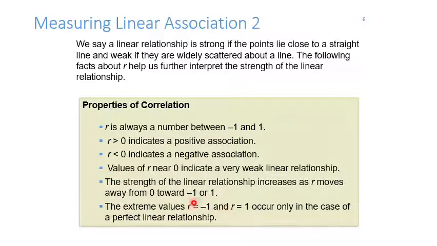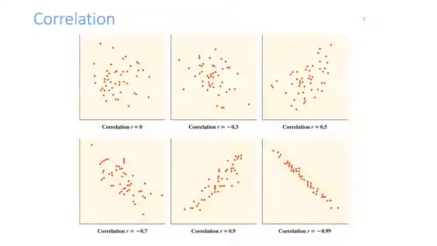What does this mean? It means that if your correlation is -1, it is showing the same strength as 1. The extreme values R equal to -1 and R equal to 1 occur only in the case of a perfect linear relationship. For correlation, we have a formula and we use that to get our correlation value.